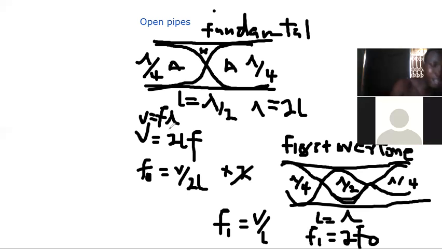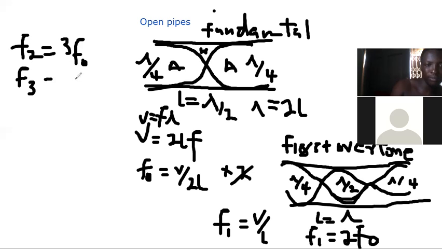So we can see. Now when we decide to add an additional one of this and do for the third one, we are going to get F2 is equal to 3 F0. So when you do it, then you get F3 is equal to 4 F0. Then F4 will be equal to 5 F0.